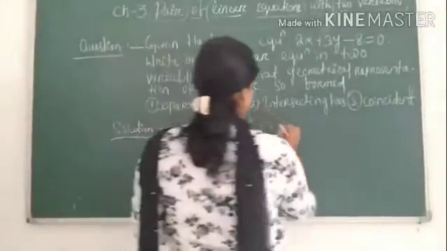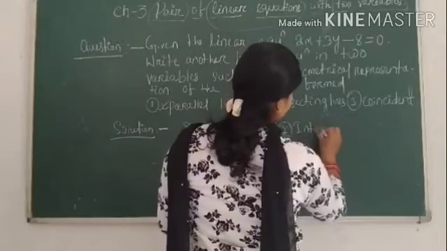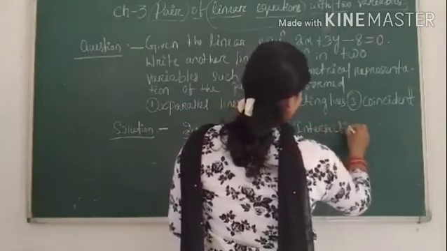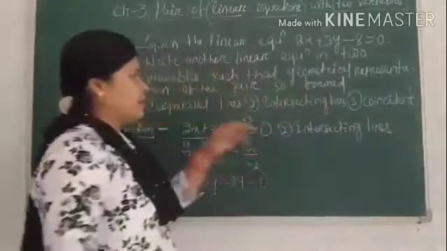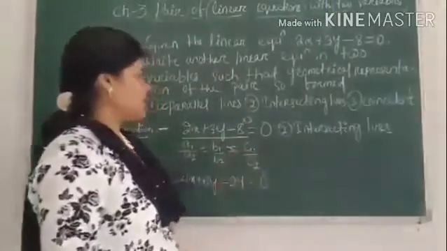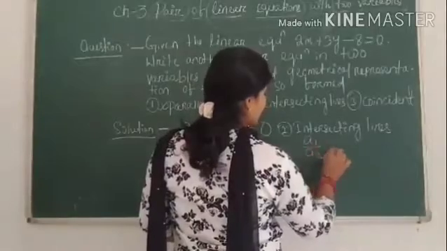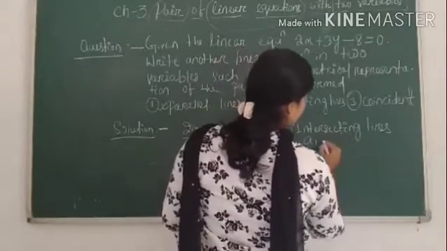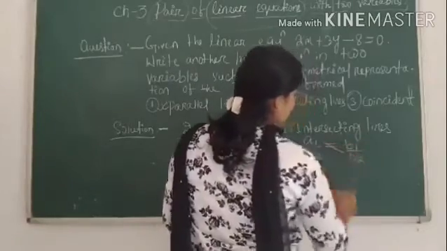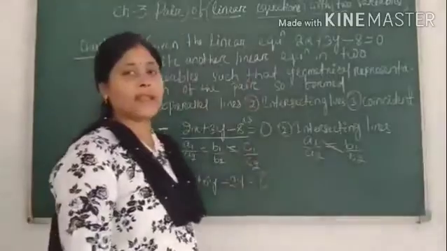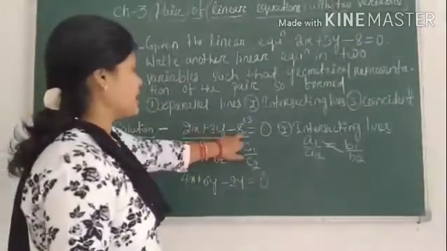Then come to second one. Second is your intersecting lines. So what is the condition of intersecting lines? The condition is A1 by A2 should not be equal to B1 by B2. So here you can take any random equation. Your first equation is 2x plus 3y minus 8 is equal to 0.